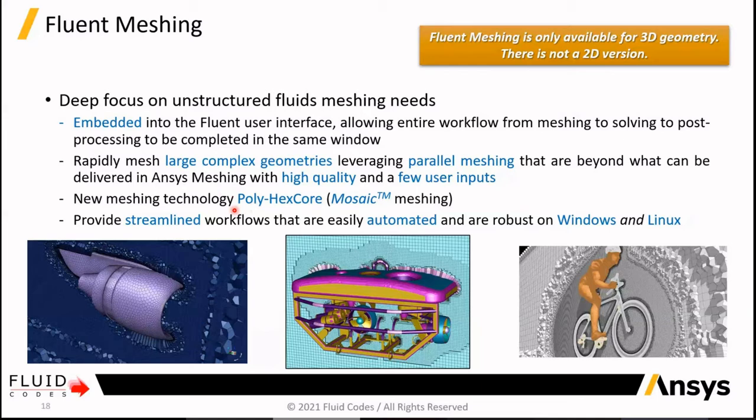Another important thing to highlight is this poly-X core technology, or mosaic meshing technology. I will show you in the next slide what that means precisely. One of the limitations is that Fluent Meshing is available only for pure 3D geometry. There's not a 2D version. If you're familiar with Fluent, you can run nice 2D applications, for example airfoils or 2D axisymmetric geometries like flat models. So flat models are not available in Fluent Meshing. This is one of the main limitations.